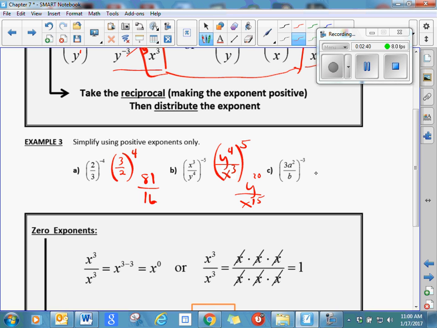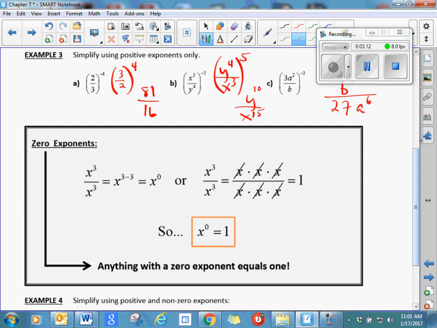Last example of this kind, you are going to take the entire numerator and denominator and write the reciprocal. So the b becomes the numerator, and the 3a squared, all of it, becomes the denominator raised to the power of positive 3. So that becomes b cubed in the numerator. 3 cubed is 27. A to the 6, 2 times 3 is 6. So that's pretty straightforward once you get the hang of it.